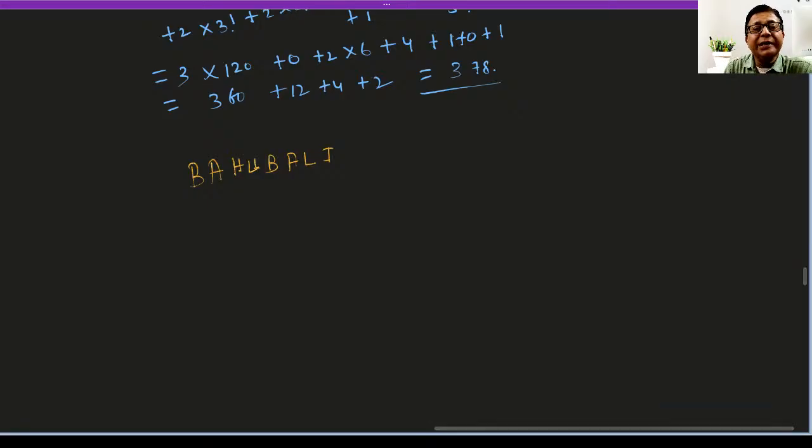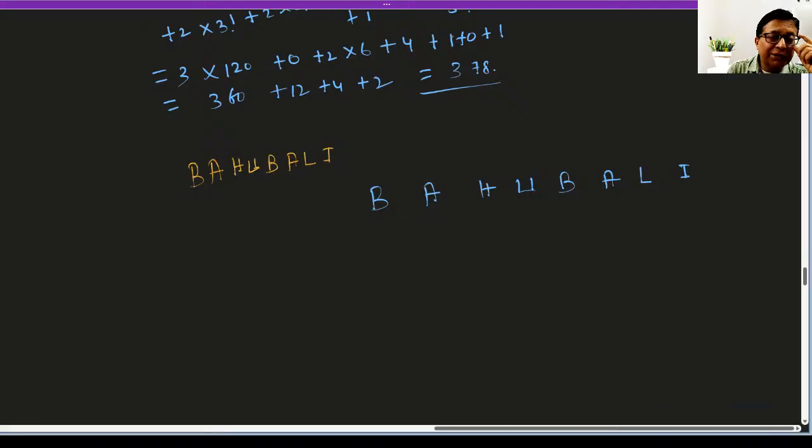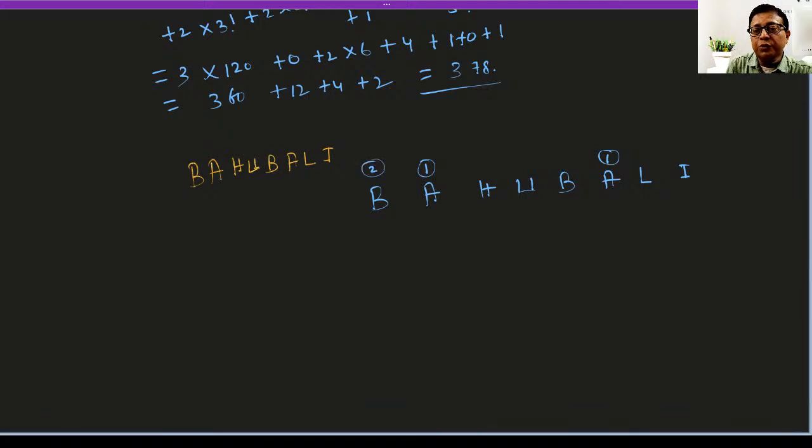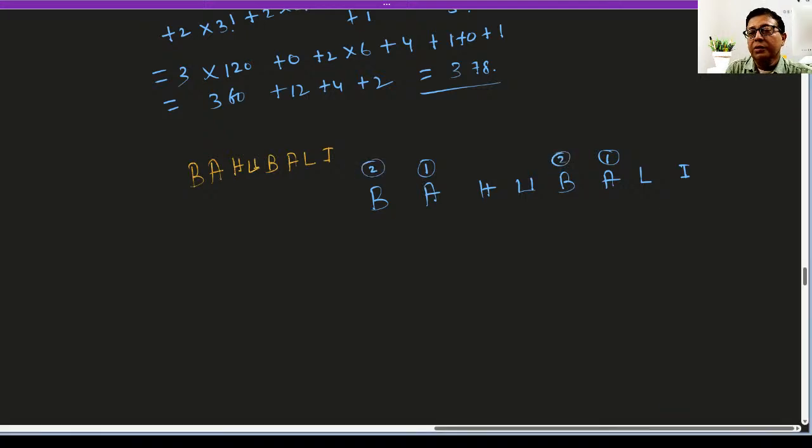We'll follow the same technique. That is, you write all this, B A H U B A L I. Okay? Now, you give the rank to the letters. This is 1, 1, 2, 2. This is 3, 4, 5 and 6. Hope you have understood.